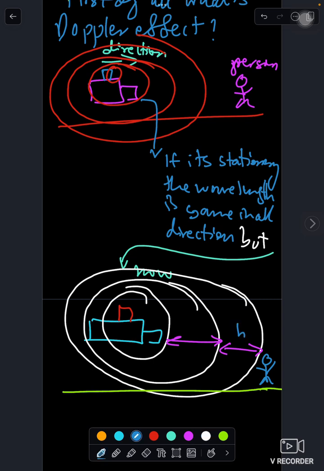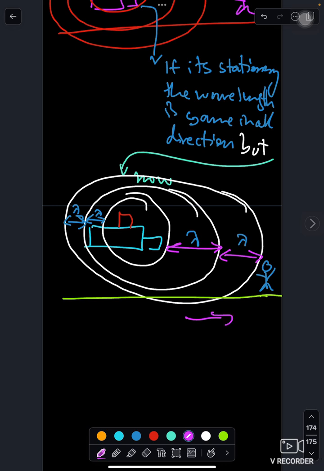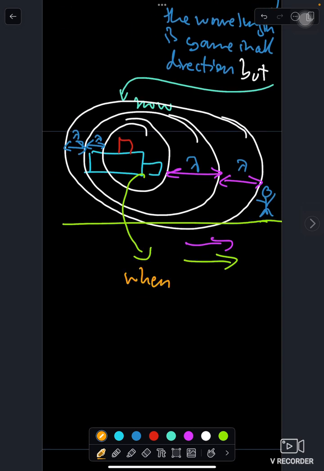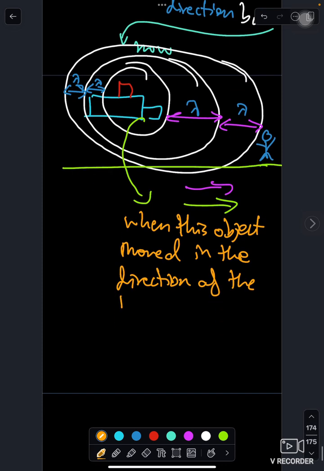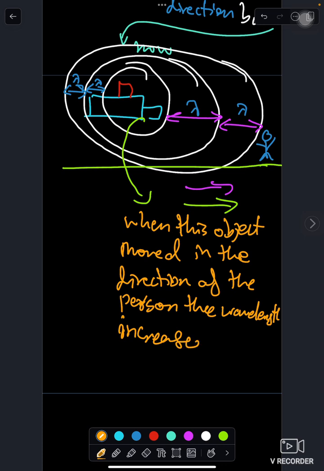We can see the effect here. Look. The wavelength is more in the direction of movement. When this object moved in the direction of the person, the wavelength increased. So this is what the Doppler effect is.